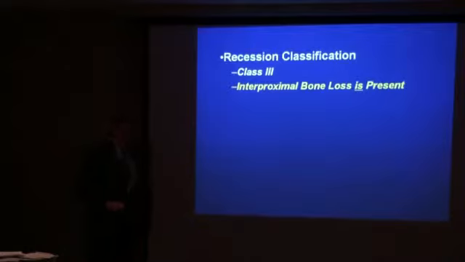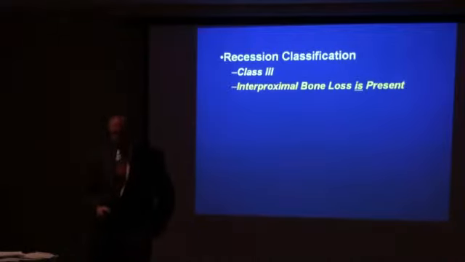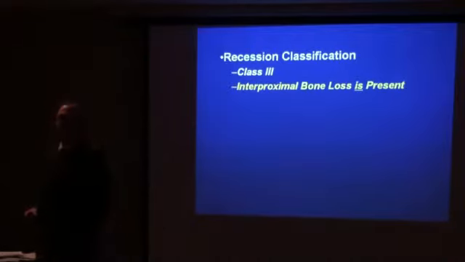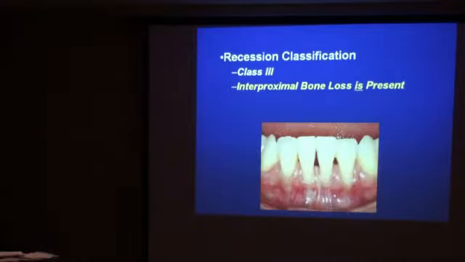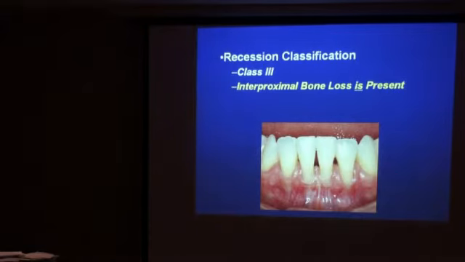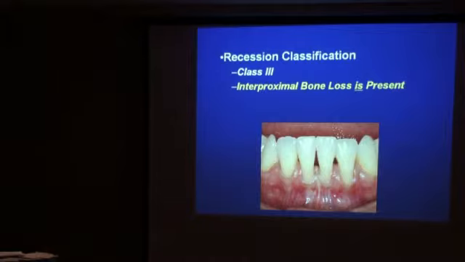Let's contrast Class 1 recession with Class 3 recession. And the important distinction with Class 3 recession is that interproximal bone loss has taken place. And look at the appearance here. We see these black triangles between these mandibular anterior teeth. So we've lost gingiva, and more importantly, we've lost interproximal bone.